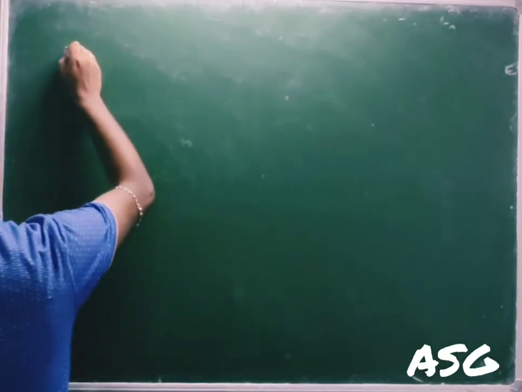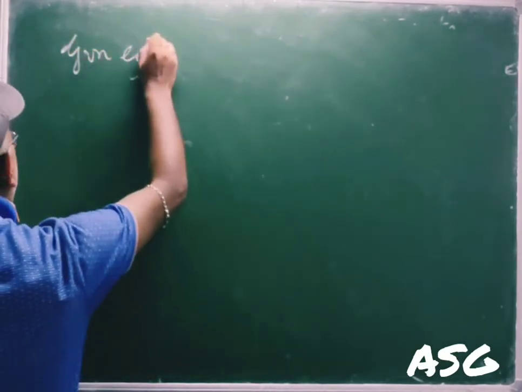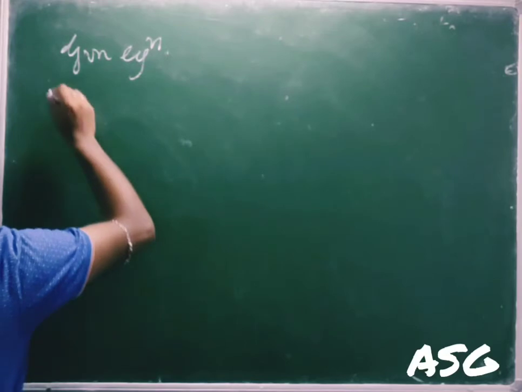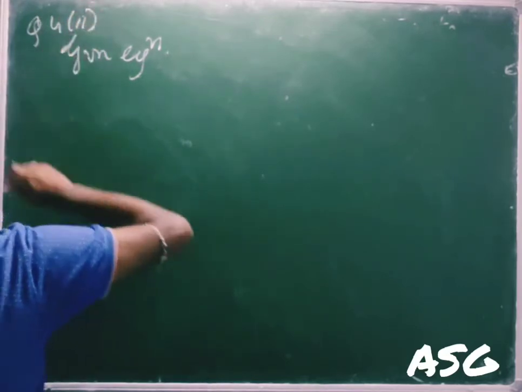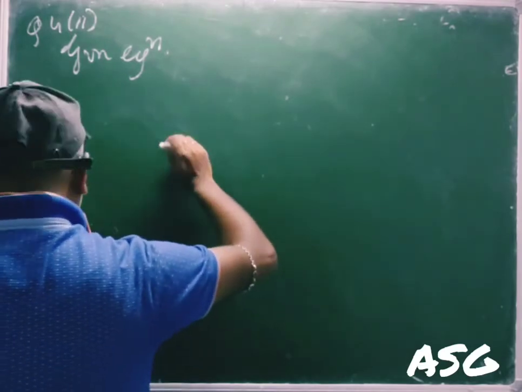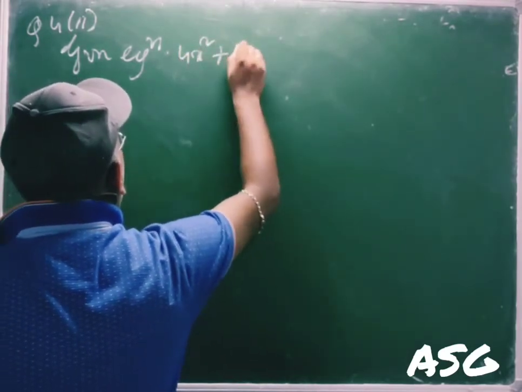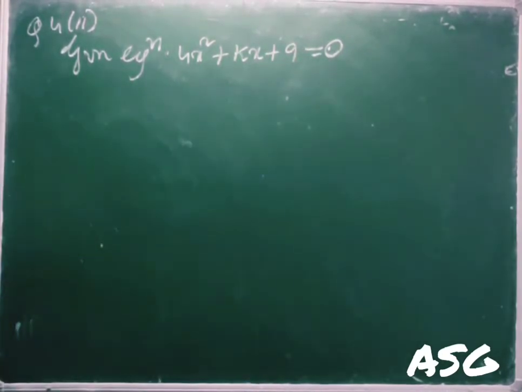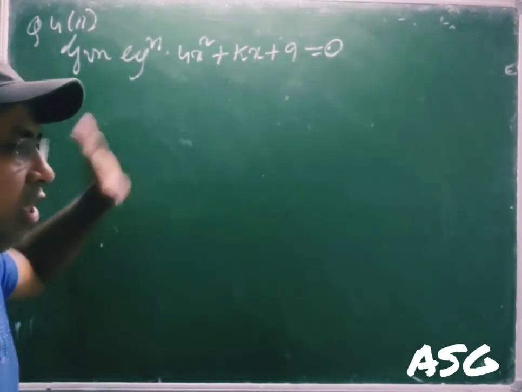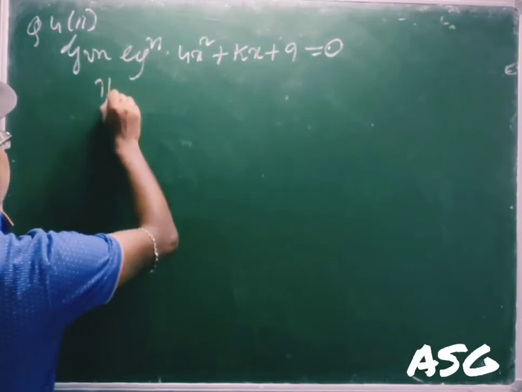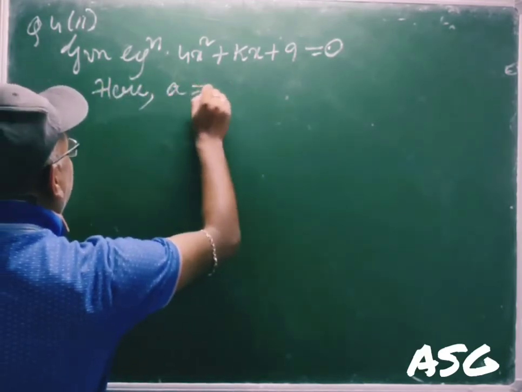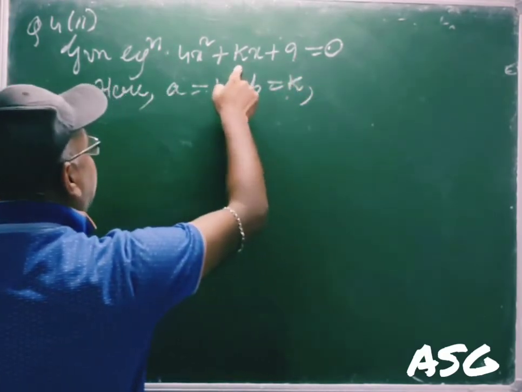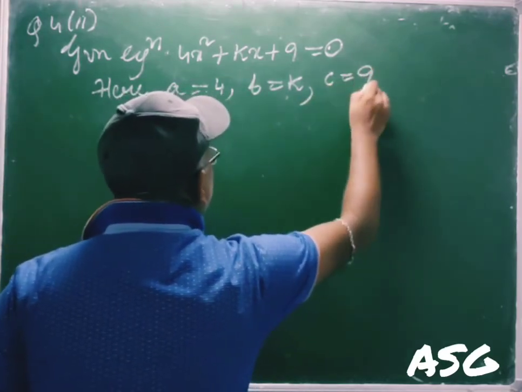So first let us write the given equation. Your question number, this one is question number 4, 2. Given equation, let me write the equation 4x square plus kx plus 9 equal to 0. The question said, find the value of k for which this quadratic equation has real and equal roots. So, directly we can write from your previous knowledge here, a equal to 4, b equal to k, because it is the coefficient term, and c equal to 9.